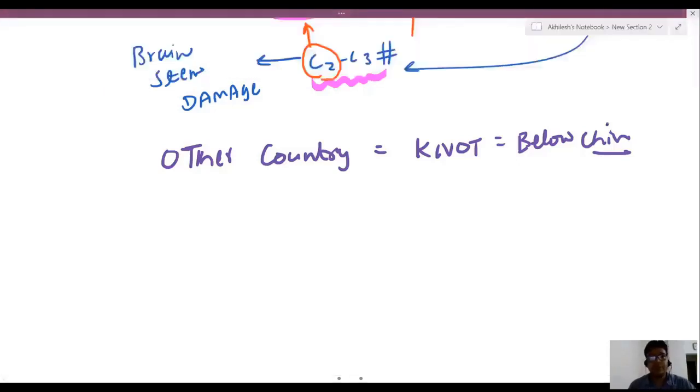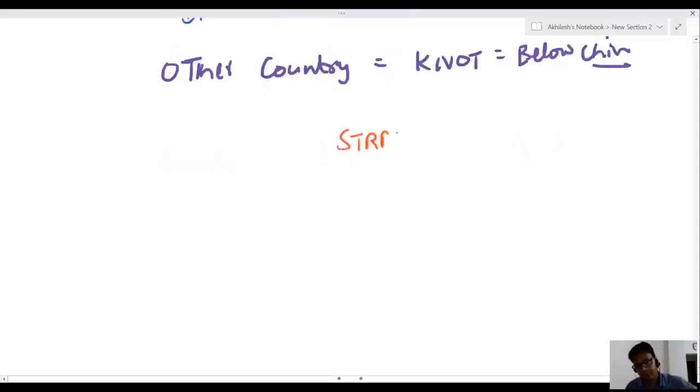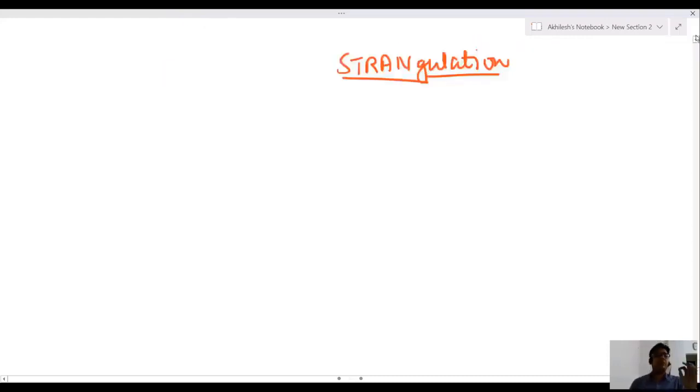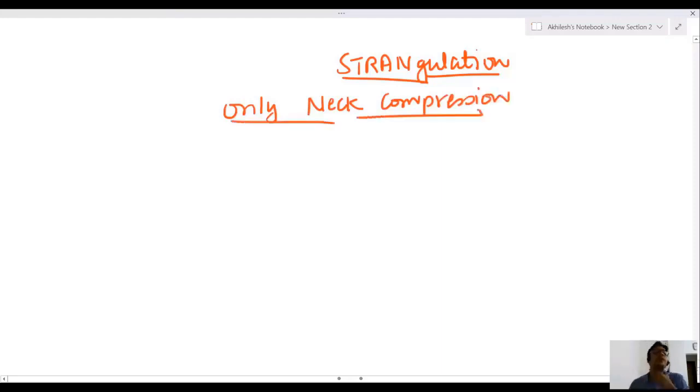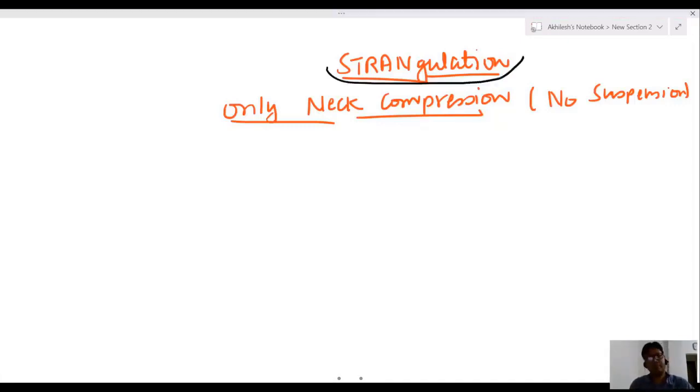Now I am coming to, sir, a very, very important topic, that is strangulation. Sir, what is strangulation? How do we differentiate it from hanging? Sir, it is only neck compression, no suspension of the body. This is strangulation. Okay. Only neck compression, no suspension of the body.